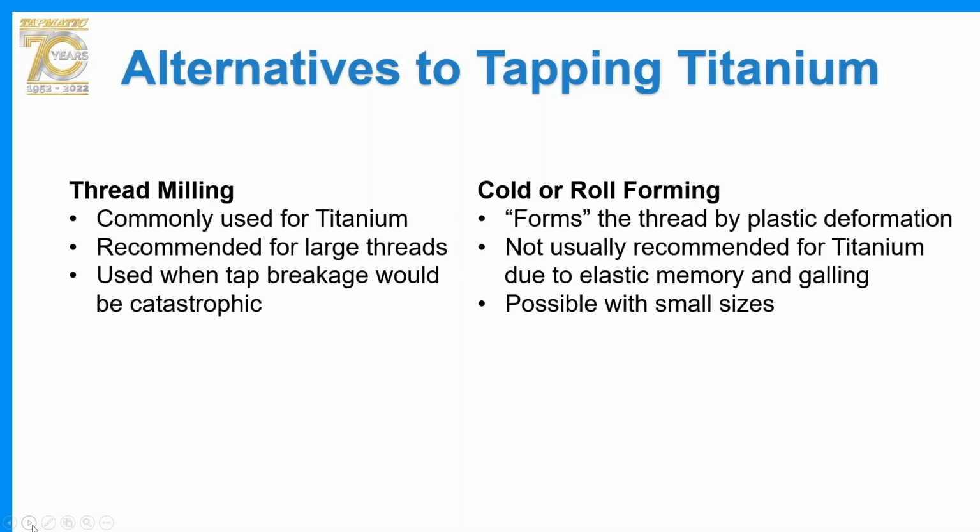For cold or roll forming, these are fluteless tools which compress the material by plastic deformation. It is not usually recommended for titanium due to the material's elastic memory and galling. However, this could be possible with very small thread sizes. For example, we had a customer utilizing a triple-oh 120 tap roll forming in titanium with a SynchroFlex holder. They let us know that using these methods, they had not broken a tap.